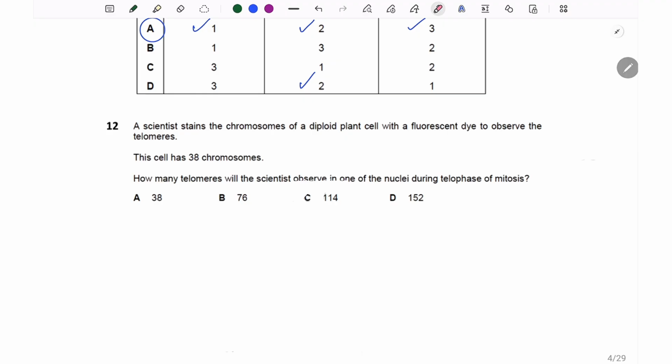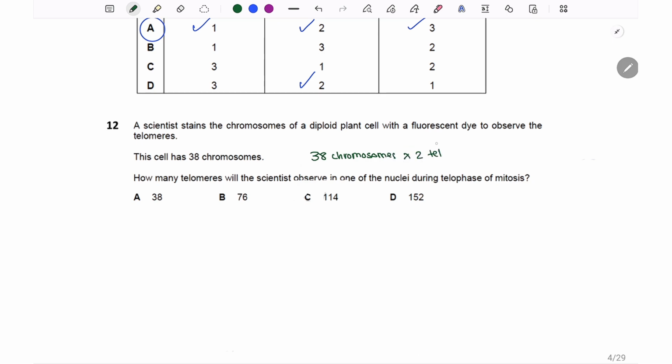This is when they've already been pulled apart, the sister chromatids. So you're just going to take this 38 and times it by 2. 38 chromosomes times 2 telomeres at each end. That's going to give you 76 as your answer.